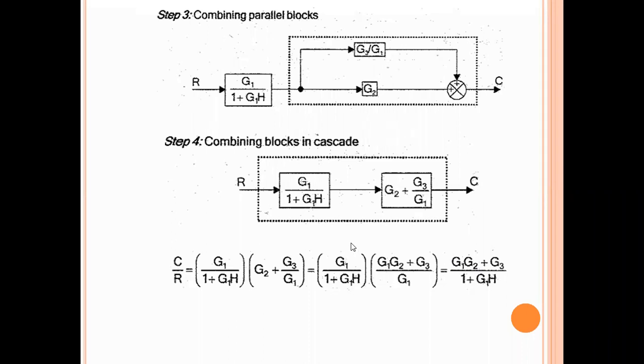This is how we can reduce any complex block diagram into a simple block diagram, and we can obtain the transfer function. Okay.